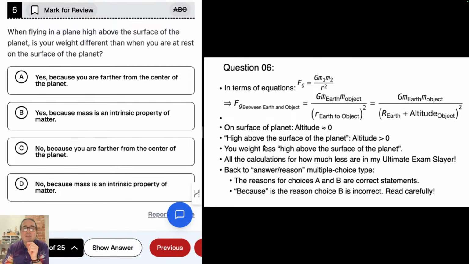But the "because" makes it so that answer choice B is incorrect. So your weight is different when you are at rest on the surface of the planet than when you are high above the surface of the planet, but not because mass is an intrinsic property of matter, but rather because you are farther from the center of the planet. So be very careful of that. You might run into reason answers that are true statements, but don't fit the question correctly. So just be very careful of that.